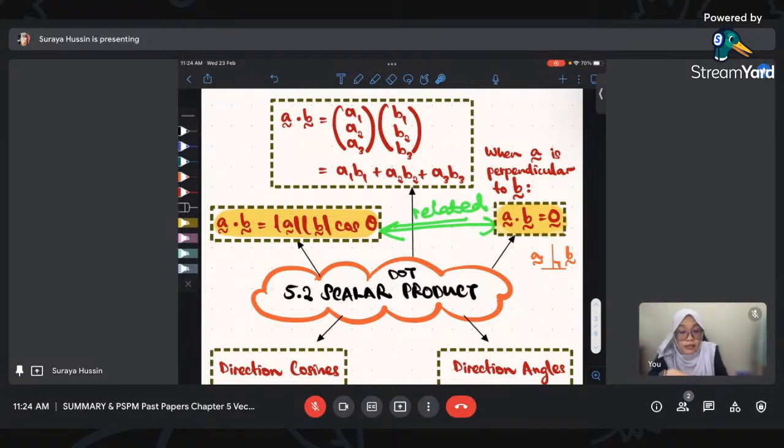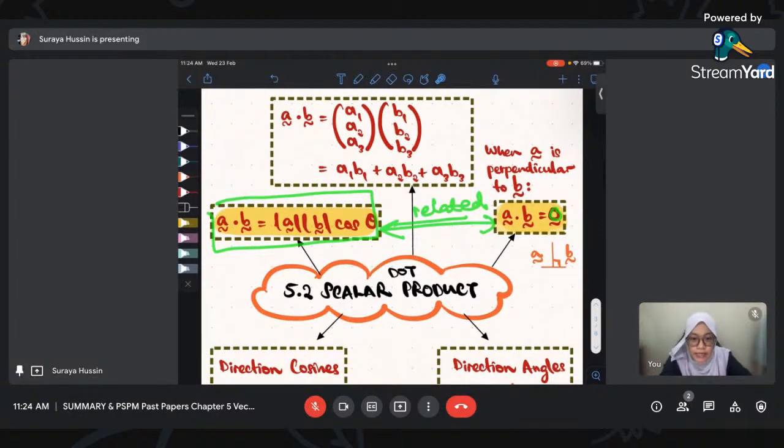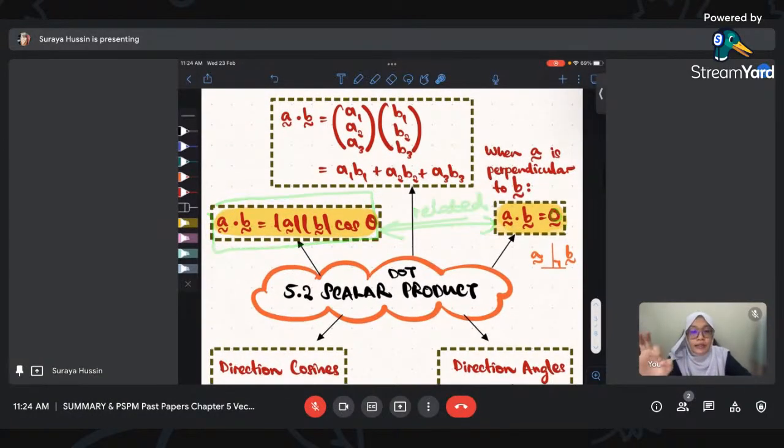Related. Kenapa dia related? Can you tell me that in the comment that how do you know that it's relatable with this A dot B equal to 0 with this formula? Boleh bagi tahu saya ke dalam komen dekat situ sekejap? What do you understand about this A dot B is equal to 0? Can anybody tell me why is it equal to 0? Miss, why 0? Why A dot B is equal to 0 when it's perpendicular? Anybody, any clue?